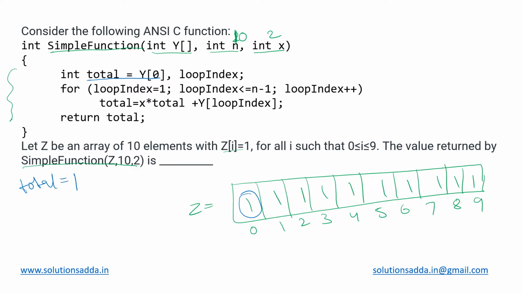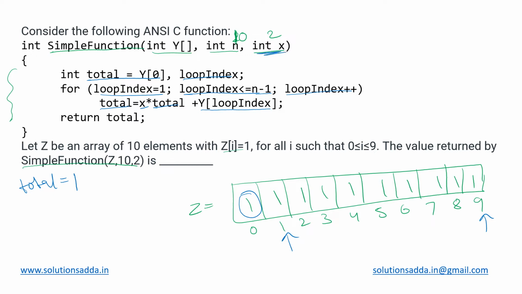Loop index is another variable which it has defined. Then it runs a for loop where this loop index runs from 1 to less than or equal to n minus 1. Now n was 10, so this runs up to 9, which means from 1 till 9 the loop will run. It is incremented by 1 in each step, and what is it doing? It is making total equal to x times of total plus y of loop index. Now what is this x? x is constant, it is always 2.